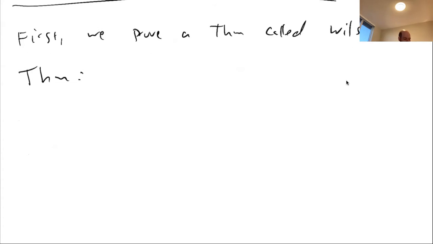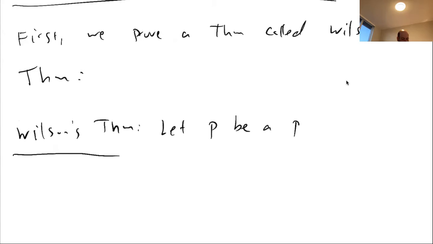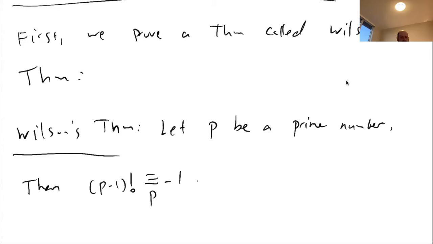Okay, so now Wilson's theorem says: let P be a prime number. We don't actually need P bigger than 2, just any prime number. Let P be a prime number, then P minus 1 factorial is congruent to minus 1 mod P.